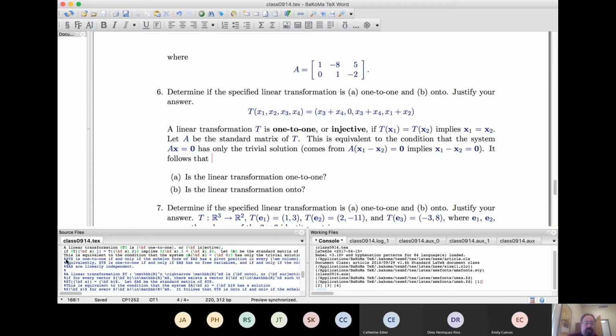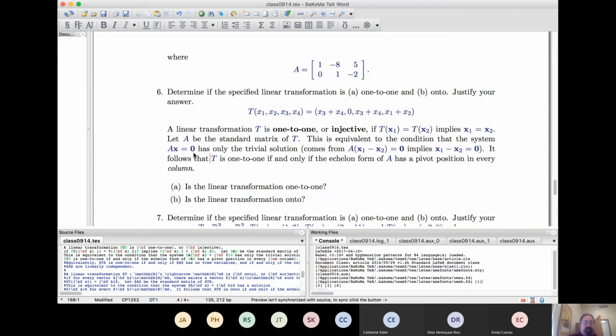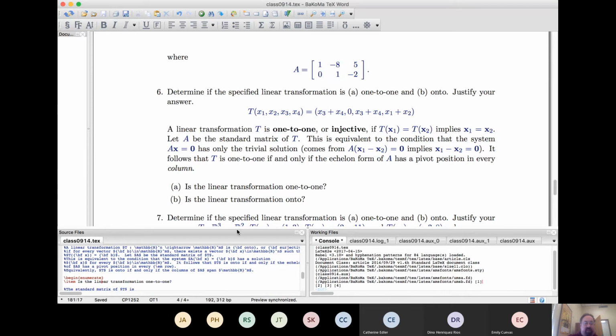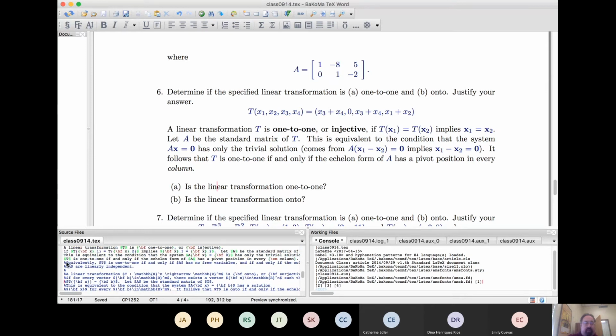So once we have a matrix, we can check if this is the case. We're falling back on what we saw a few sections back about working with homogeneous systems. So how can we check if Ax equals 0 has only the trivial solution? We row reduce it. We get the echelon form. And we check, is there a pivot position in every column? If so, then yes, this has only the trivial solution and T is 1-to-1. So that's how you check 1-to-1ness.